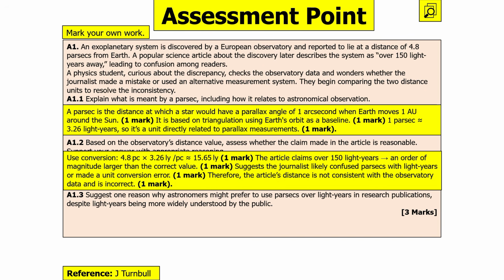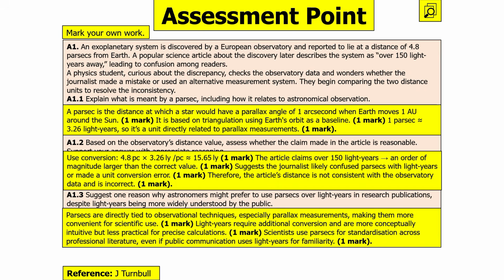The article claims it's over 150 light years, an order of magnitude larger than the correct value. So this suggests the journalist slightly confused parsecs with light years or made a unit conversion error. So the article's distance is not consistent with the observatory data and is incorrect.